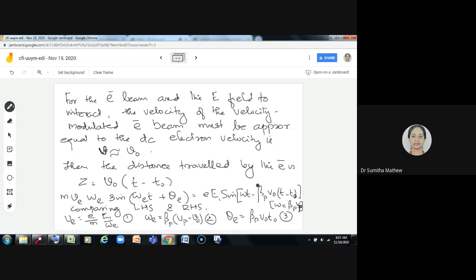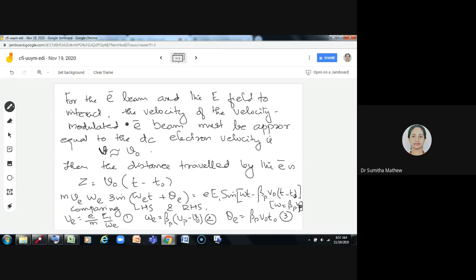And the distance traveled by the electron, as you know, is given by velocity into time. Let us write it as z is equal to v0 into (t minus t naught). Okay, t naught is the initial time. So in general, z is equal to v0 into (t minus t naught).